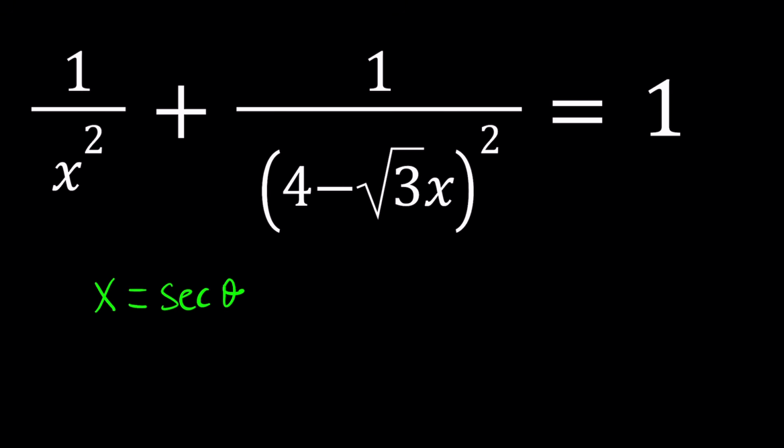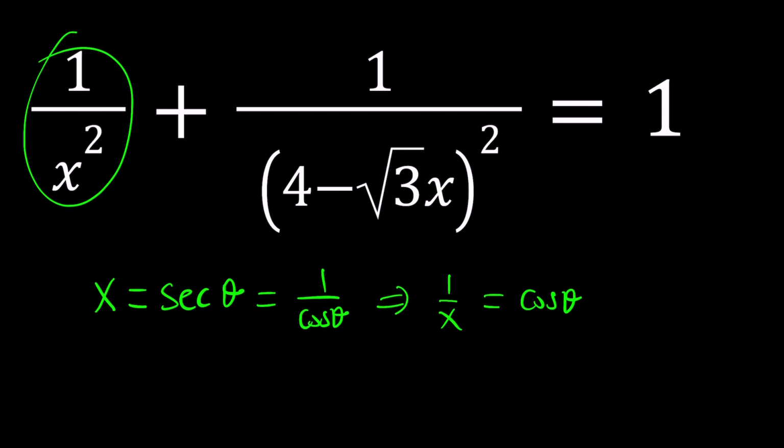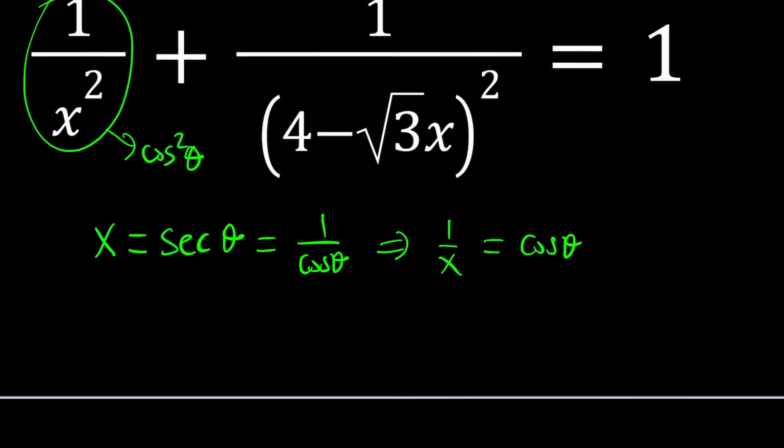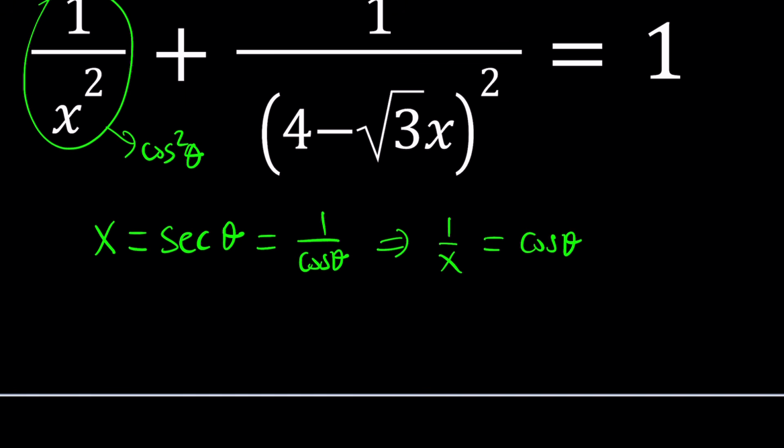In other words, 1 over cosine theta. The reason behind that is if you call x 1 over cosine, from here 1 over x becomes cosine theta. And as you can see here, we have 1 over x squared, which means when we square cosine, we get cosine squared. And then, of course, sine squared plus cosine squared is equal to 1. So if this is cosine squared, then the other expression must be sine squared, which means from here we get sine theta is equal to 1 over 4 minus the square root of 3 multiplied by x.